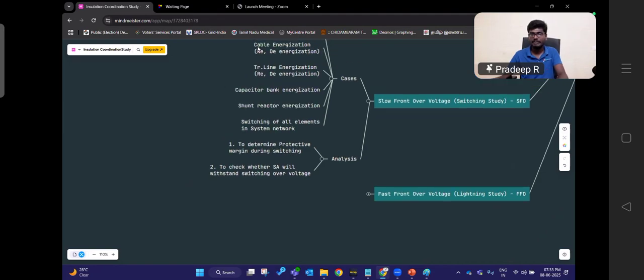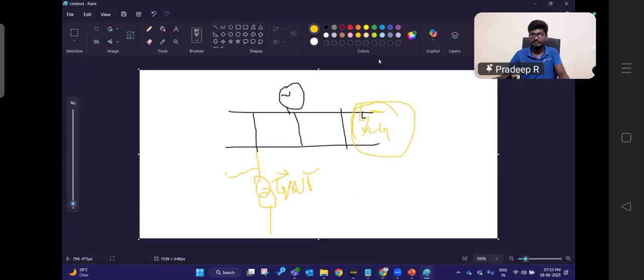For example, if I am switching on my cable or transmission line, I am energizing my transmission line. At that time I will be observing an over voltage, and that over voltage must be withstood by my surge arrestor. It cannot be directly checked; it will be checked in the form of protective margin. This protective margin must be greater than 1.2.